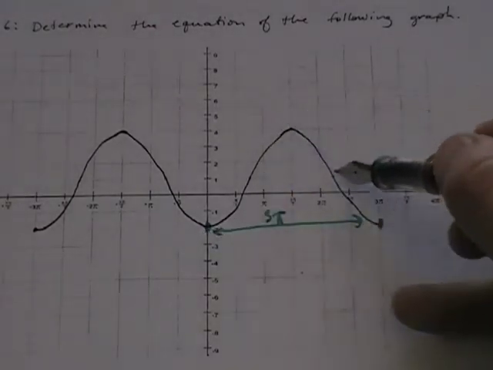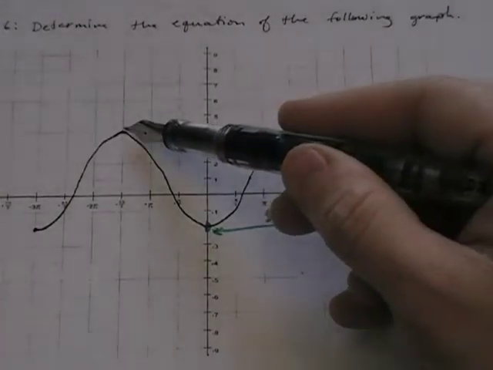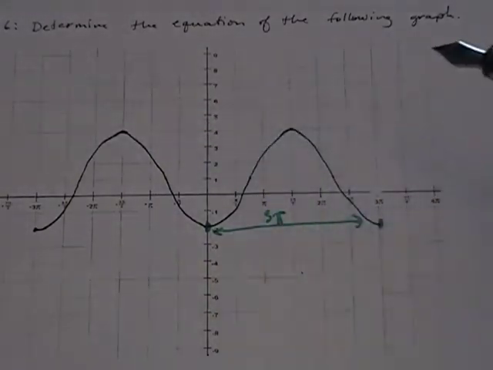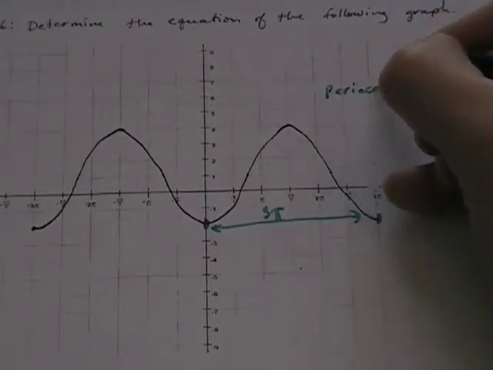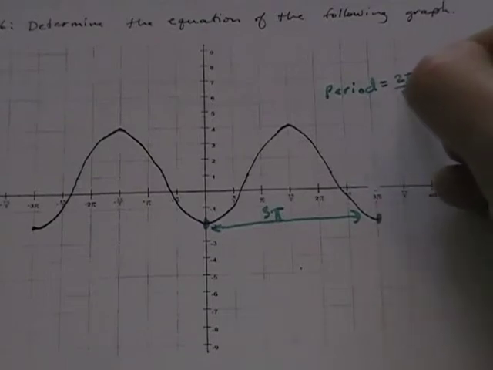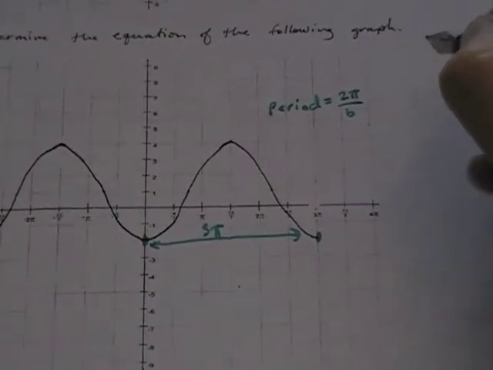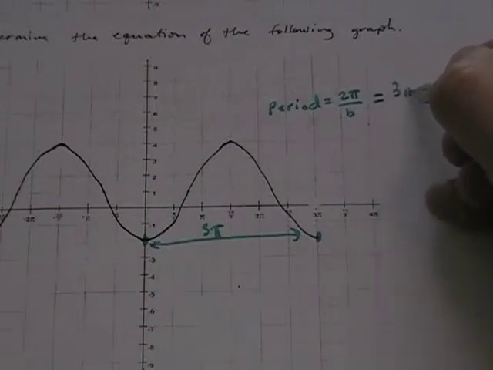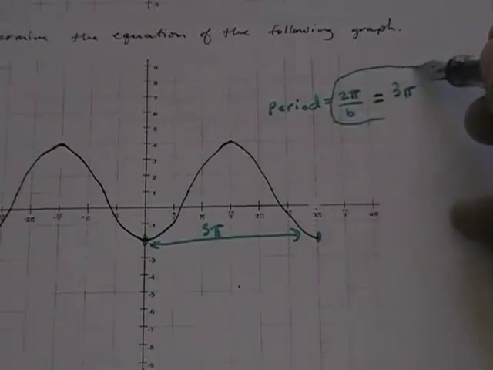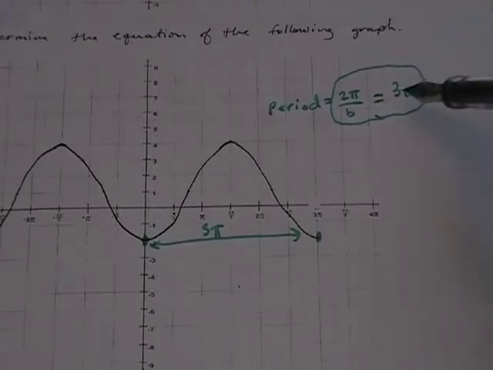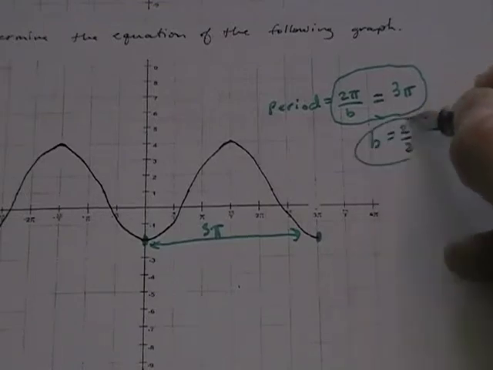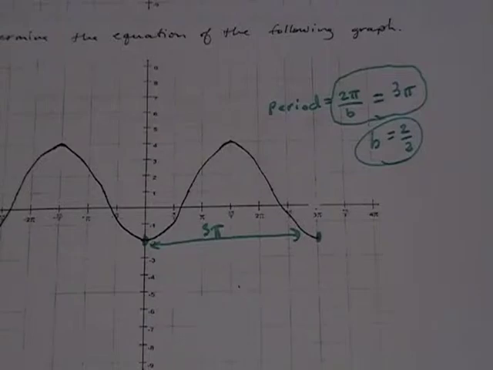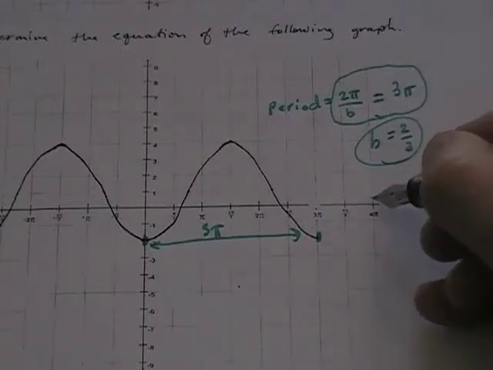From the minimum to the minimum. We could also go from the maximum to the maximum, should also give us 3 pi. So the period of any sine or cosine graph is always 2 pi over b. And in this case, the period is equal to 3 pi. So we have an algebra equation here. We need to solve this equation for b. And if we do that, we get b equals 2/3.